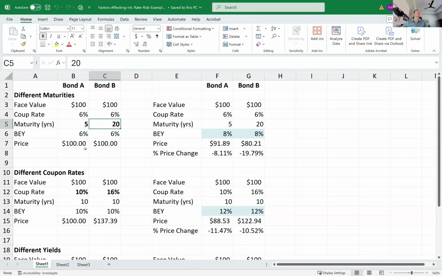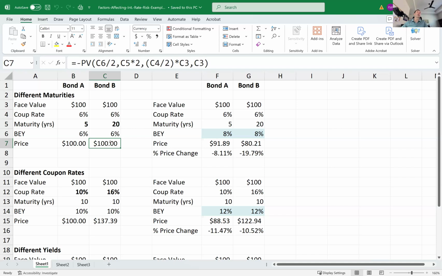So first of all, we're going to calculate the price of each bond. Both bonds are trading at par value because they're set up so that the yield is equal to the coupon rate, which means they trade at par value. So there's the price of bond A, there's the price of bond B, using our present value function to find it.